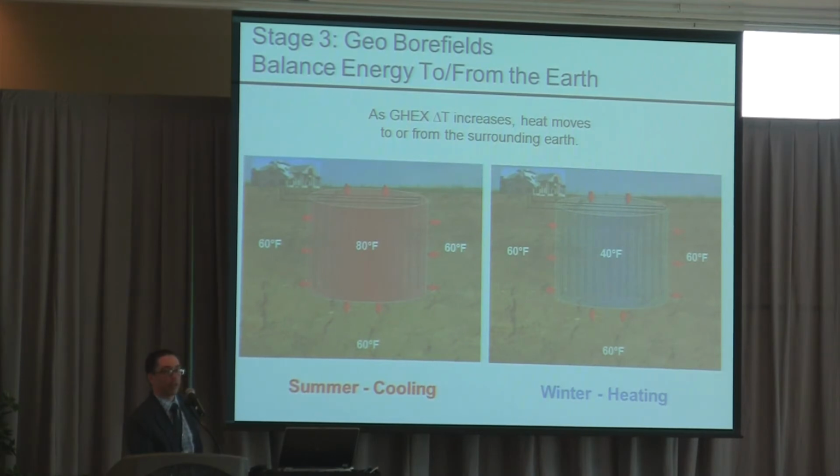Stage 3, if the central water loop starts to get out of its temperature range, then we start to engage pumps and circulate water through the buried heat exchanger piping. In the summer, that means that we're rejecting heat to the ground, cooling the building, putting heat to the ground. In the winter, that means that we're absorbing heat from the ground and bringing it into the buildings.